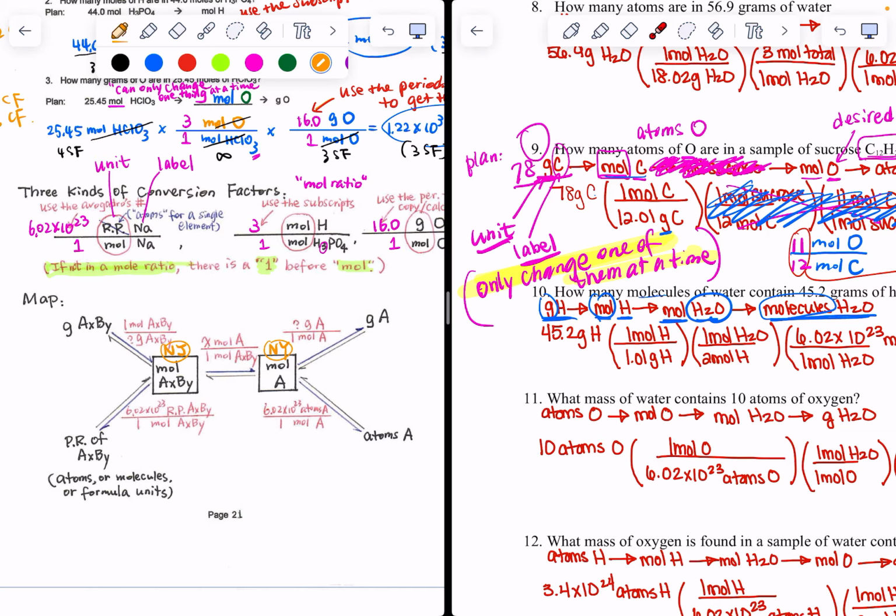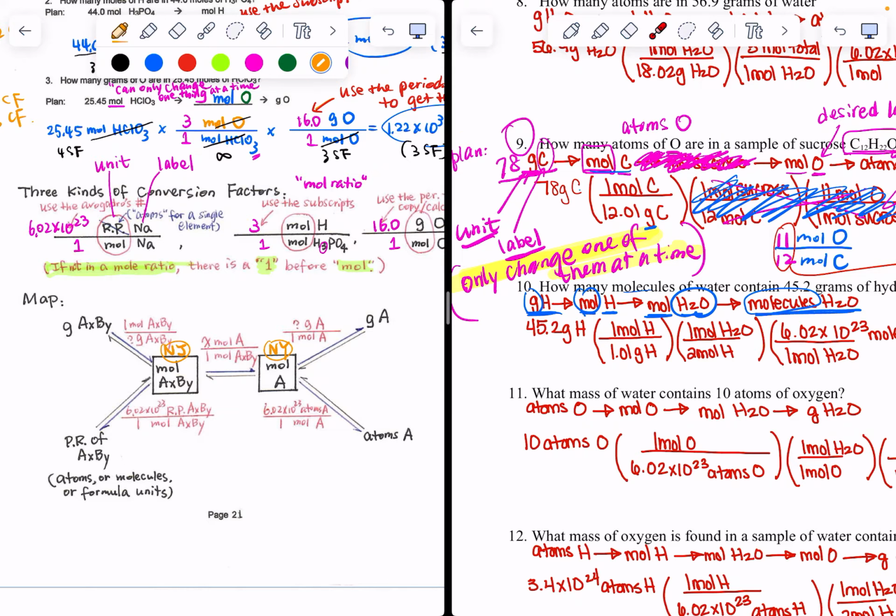It's not like unit 1, where you just use one unit and do the conversion. Right now, you're dealing with two things, unit and the label. Label simply is the formula. It's either the formula of the element or the formula of the entire molecule or compound.